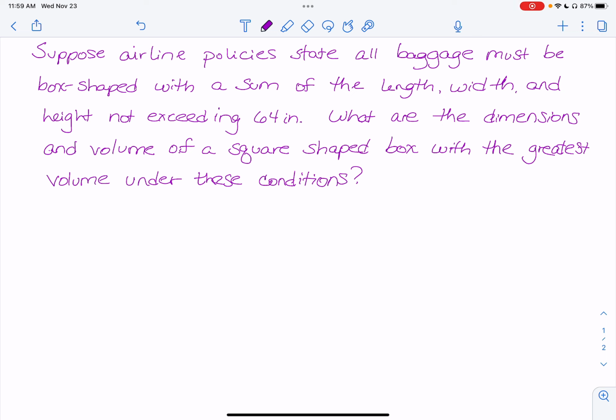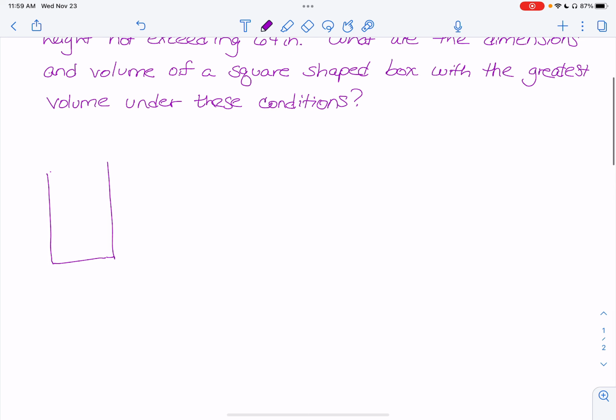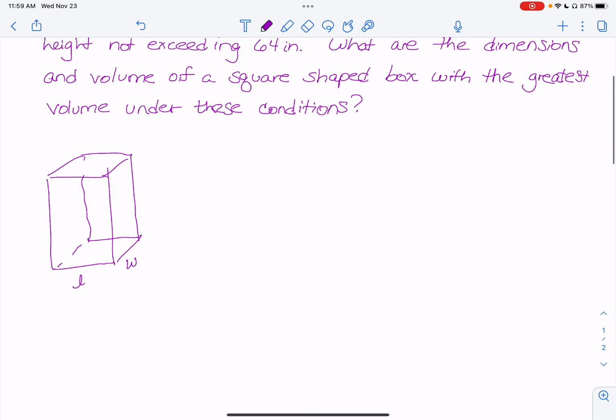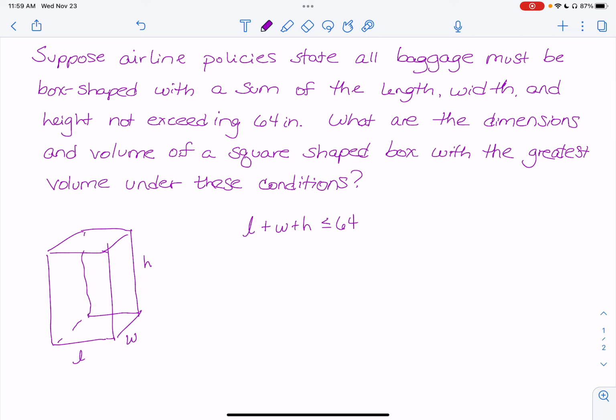So the problem we have here is: suppose airline policies state all baggage must be box-shaped with a sum of the length, width, and height not exceeding 64 centimeters. So we have something that looks like this. I have a box-shaped item, with length times width times height. And I know that length plus width plus height better be less than or equal to 64. So the length and width and height is not exceeding 64.